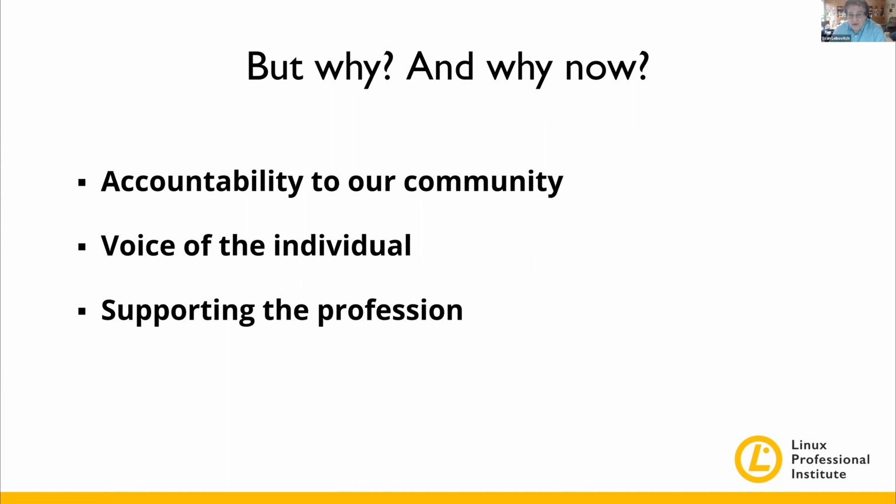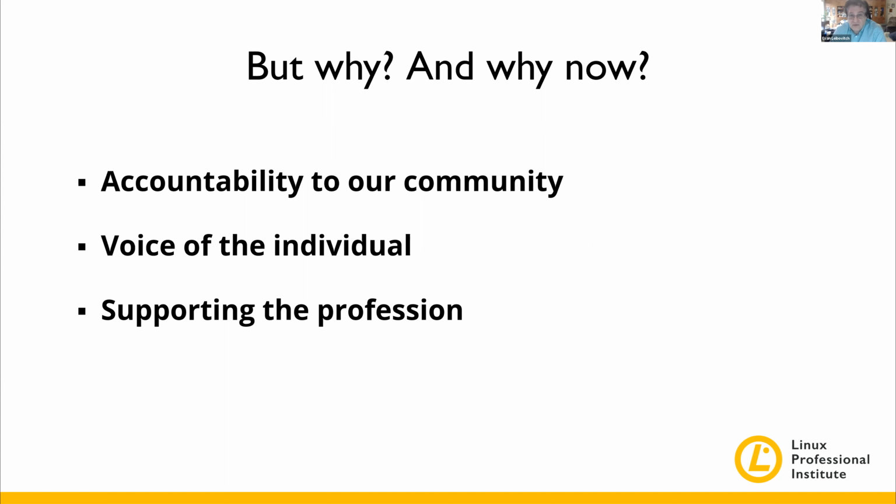Another important point to this is to give the individuals working in open source an individual voice. As we've found over the last 20 years, the world of open source has become very, very corporate. You have some of the biggest names in IT now that are considered to be leaders in open source. And this is great, and this has been fantastic for us. It's been fantastic for people getting jobs in open source. But what it also means is it's been crowding out the voice of the individual.